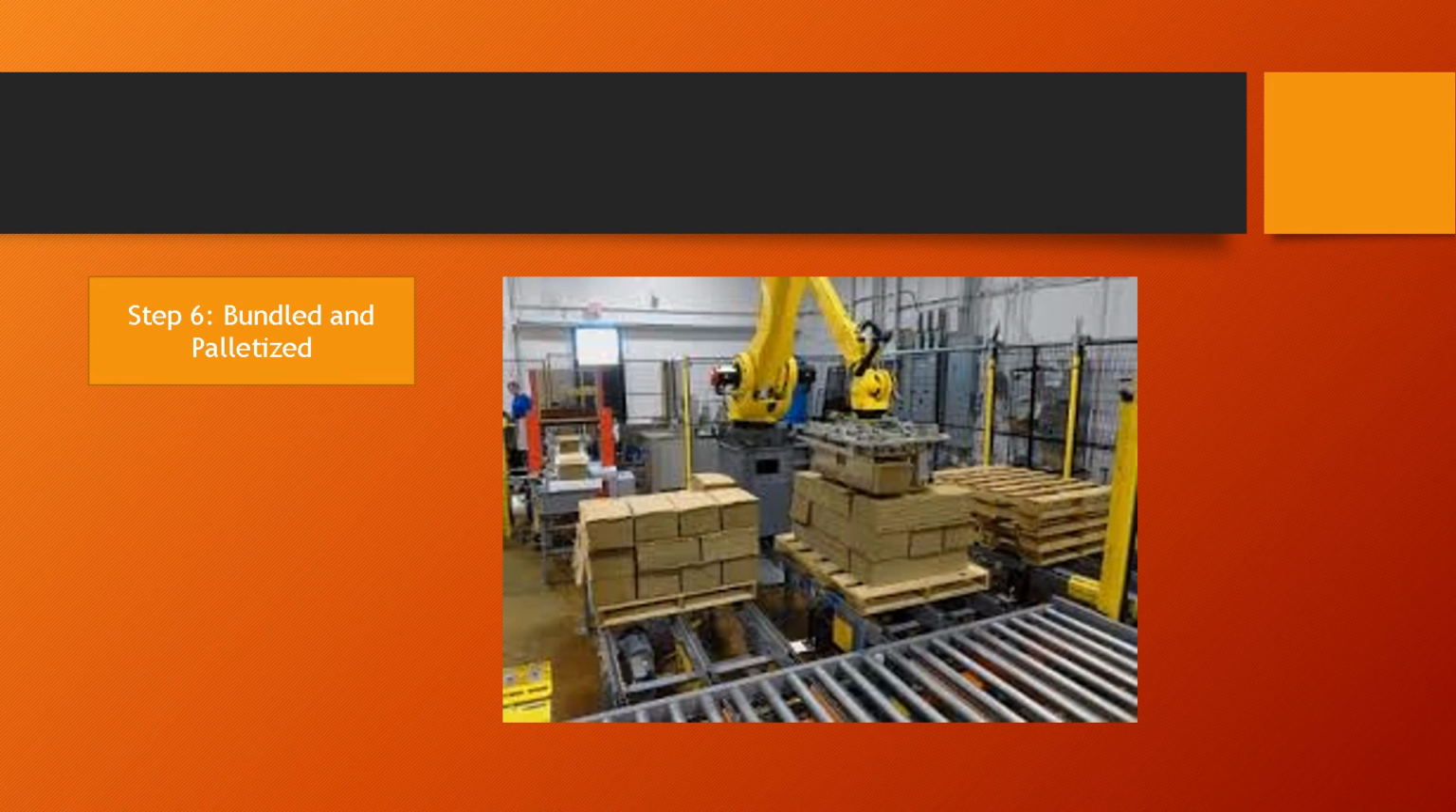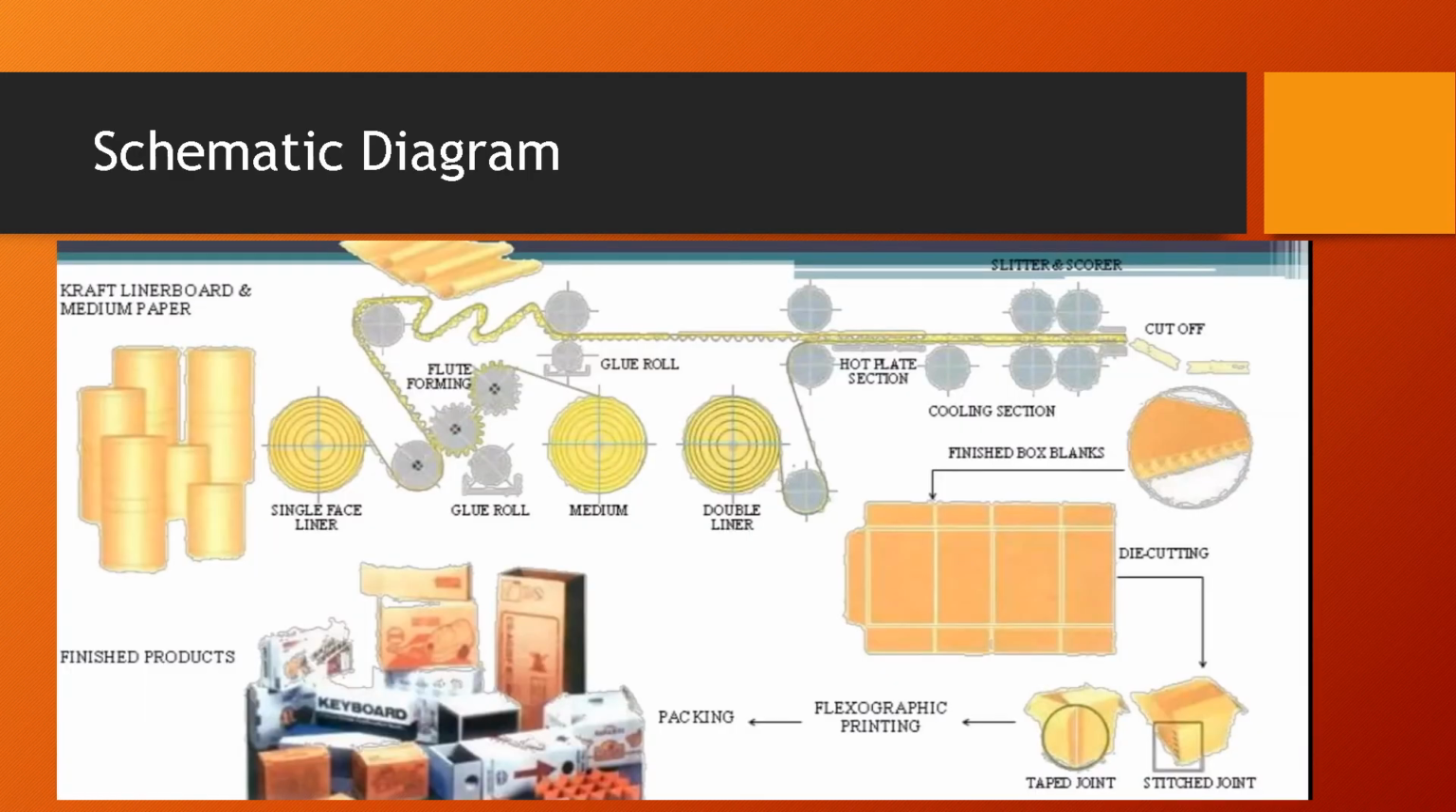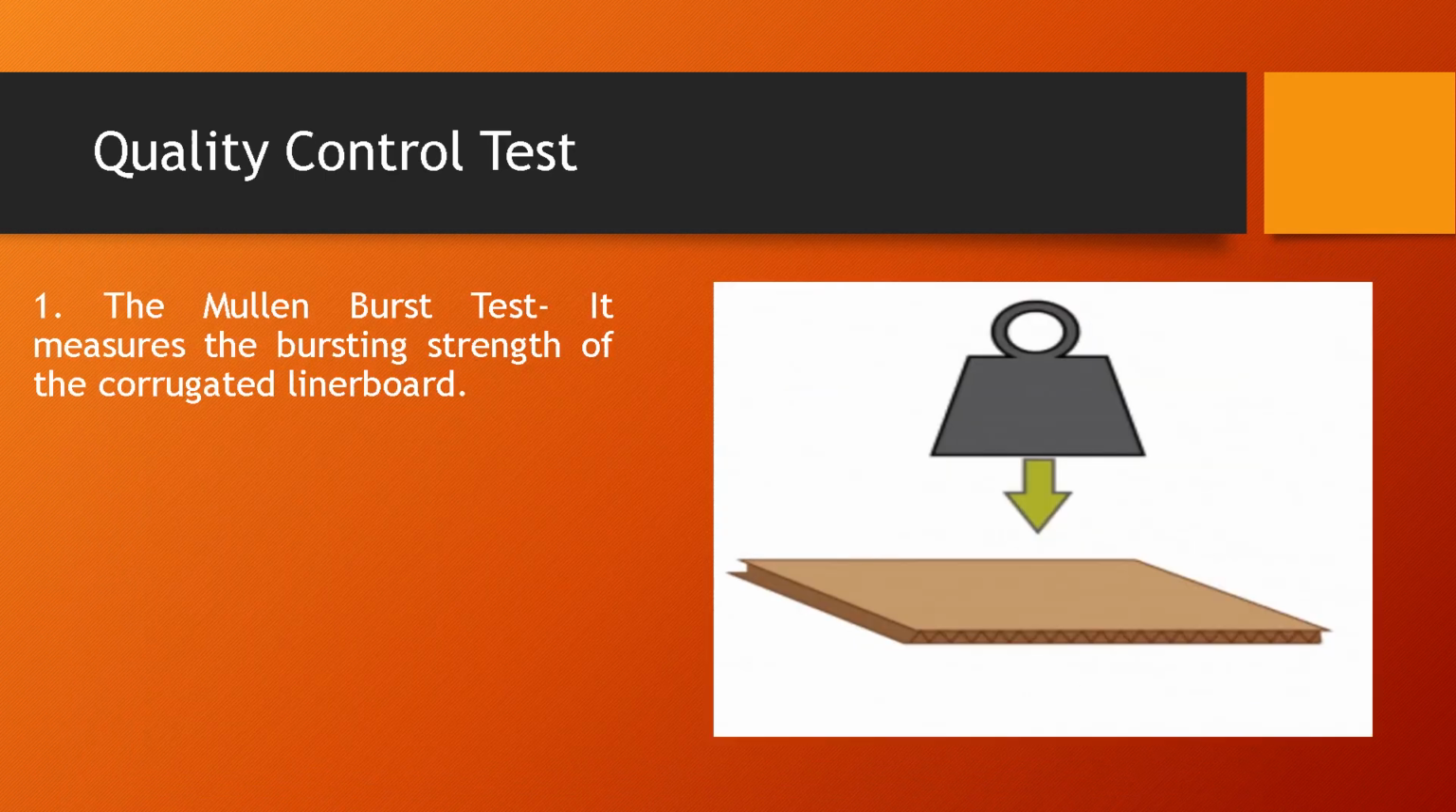Then last, after converting and printing, it will then proceed to the recycling center for processing, and the converted products are bundled and palletized. So this is the overall schematic diagram of the corrugated box making. There are two types of testing the strength of the corrugated box.